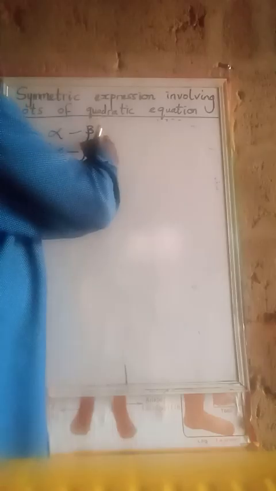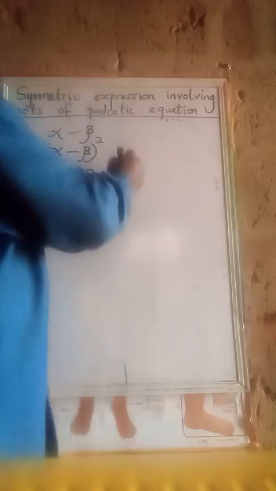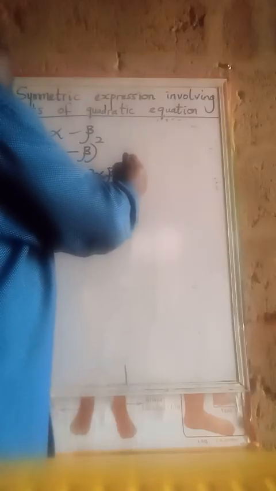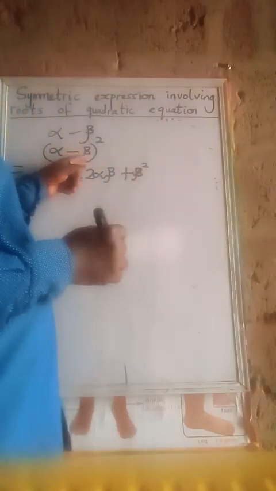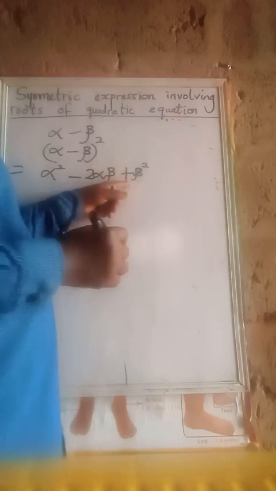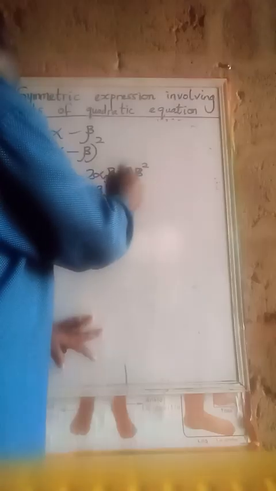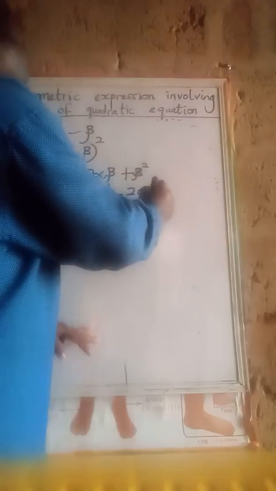Now, let us open this bracket. Alpha raised to power of 2. Then alpha times minus beta times 2, that is minus 2 alpha beta. Then minus beta raised to power of 2 will give us plus beta square. Then from here, alpha minus beta whole square is equal to alpha square minus 2 alpha beta plus beta square. And we can rewrite this as alpha square plus beta square, then minus 2 alpha beta.